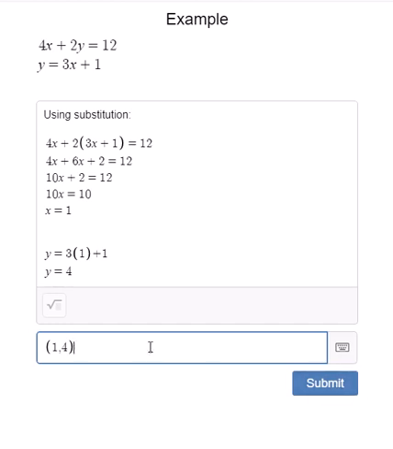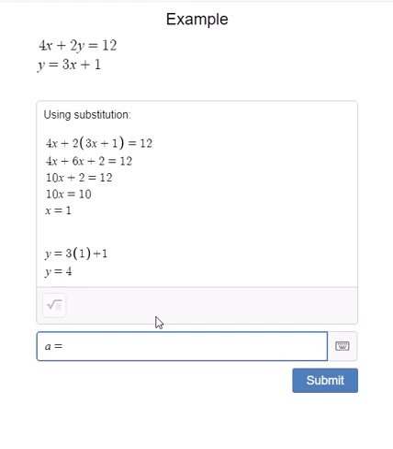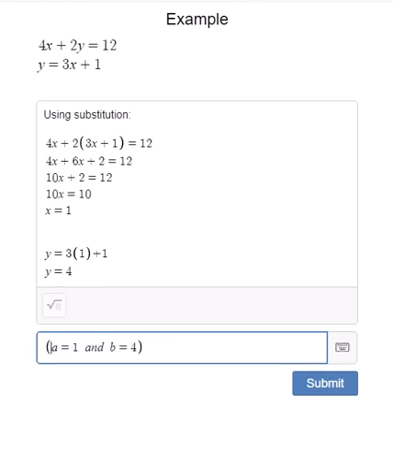If this was variables other than x and y, I prefer that you type your answer alphabetically. So let's say if this was a and this was b, I'd like to see your answer as a equals 1 and b equals 4. So there's more than enough room to type that in here. So a is 1, b is 4. But again, if your variables are x and y, I would like to see your solution as an ordered pair. So for this one, you should just type 1 comma 4.